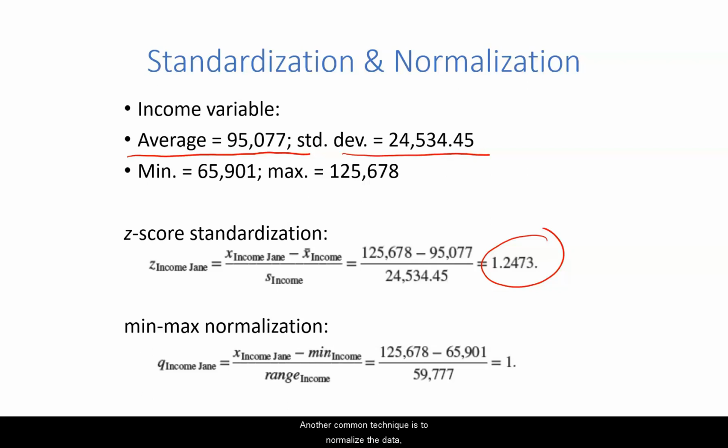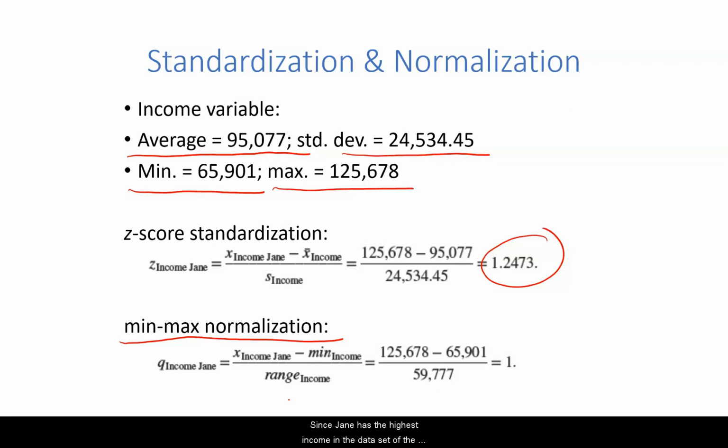Another common technique is to normalize the data, and the most popular normalization technique is the minimum-maximum normalization. To normalize the income value for Jane, we need the minimum income of the dataset and the maximum income of the dataset. We subtract the minimum income of the dataset from Jane's income and then divide the difference by the income range, which is calculated by subtracting the minimum income from the maximum income of the dataset.